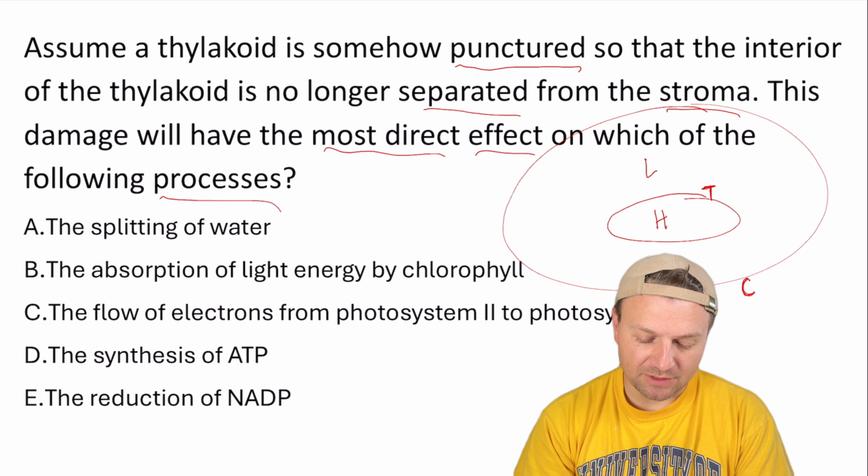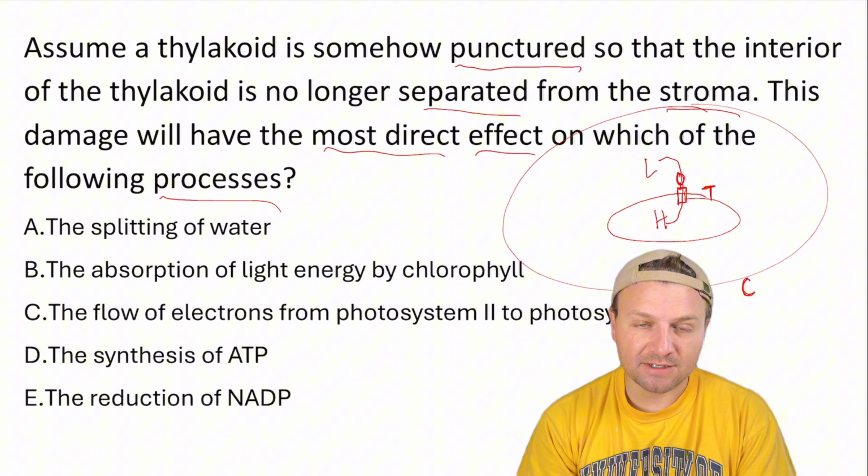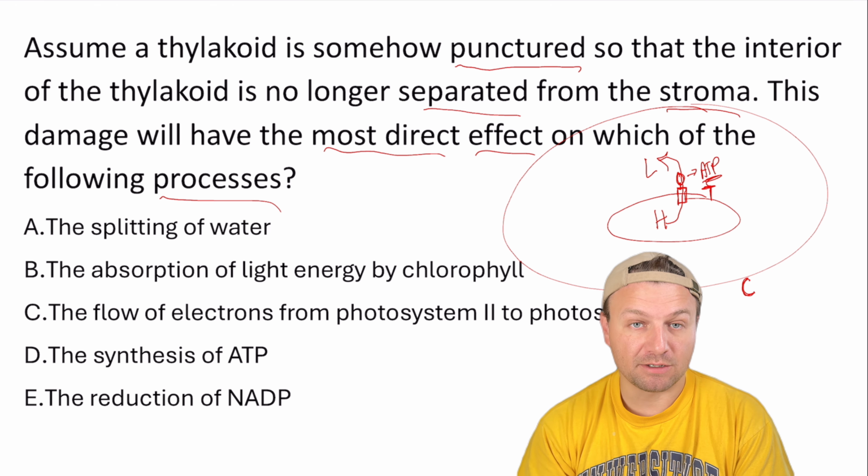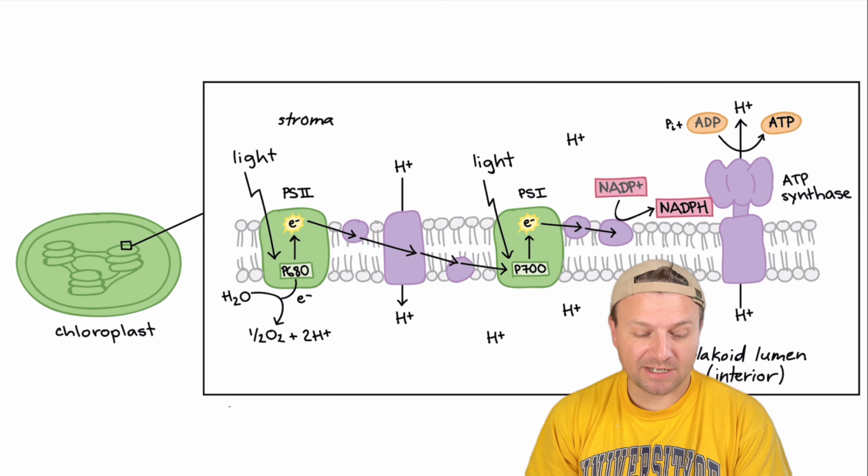The reason we want to create this concentration gradient is for these hydrogen ions to move through an enzyme known as ATP synthase. When they move through ATP synthase, it makes one of the main products of the light-dependent reactions, ATP. If you want a better look at this, here's a diagram.